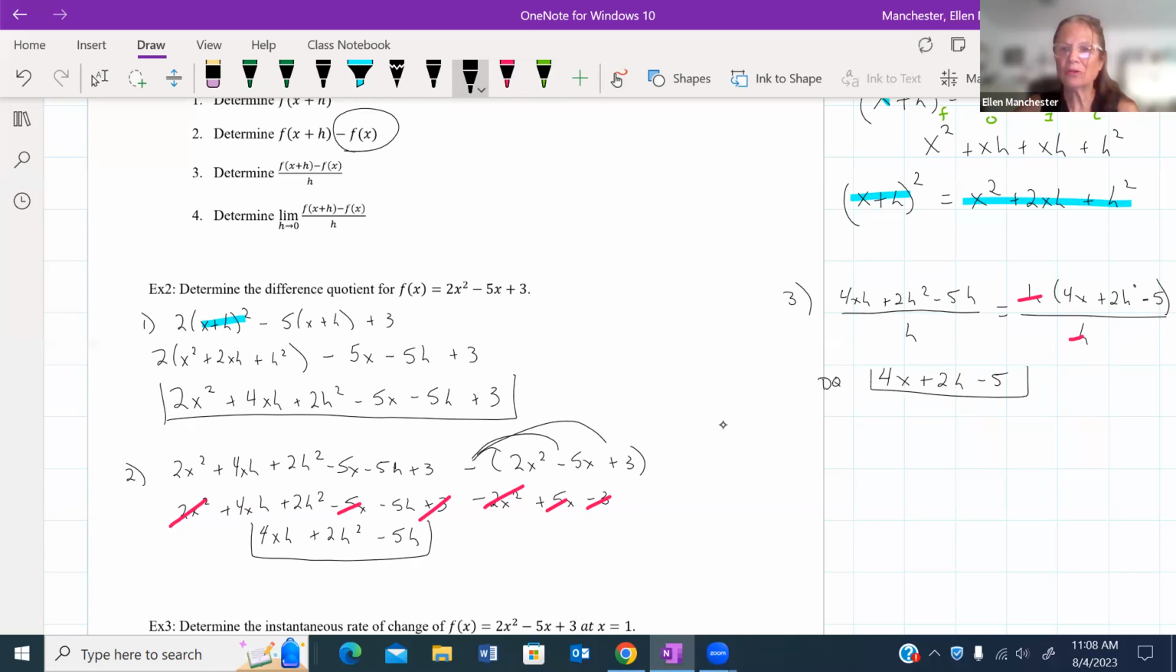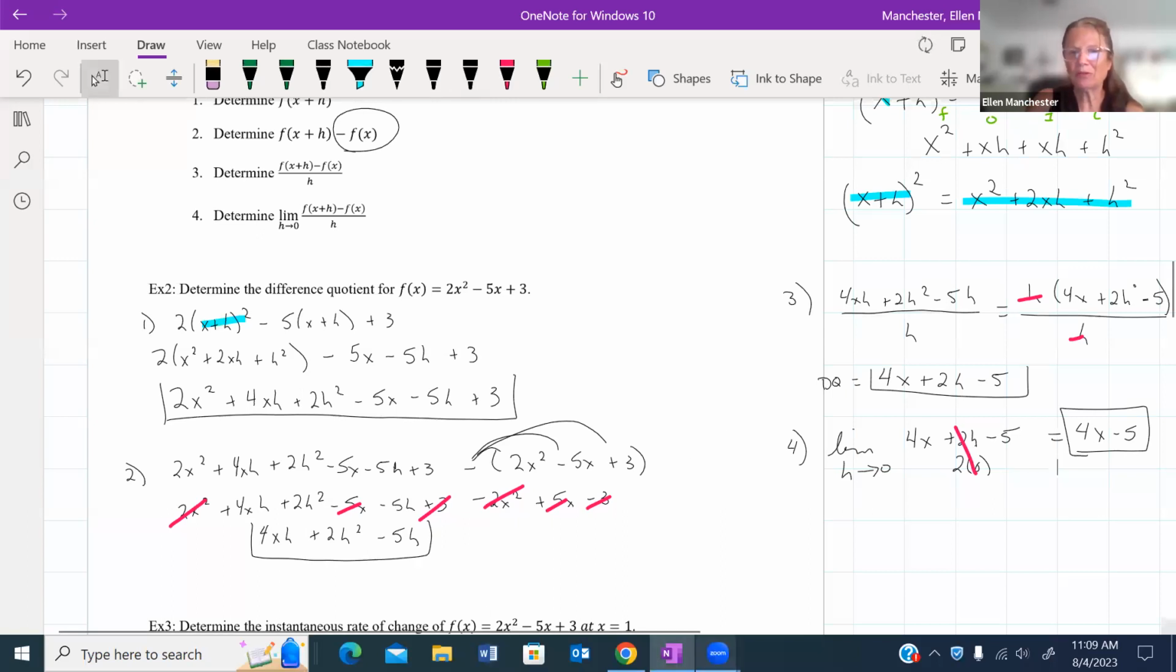This is your difference quotient. That's the slope. Well, step 4 is new. Now we're going to take the limit as h goes to 0 of our function. Okay, so if h goes to 0, what that means is I end up with 2 times 0. Remember that idea of just plugging in the value. Well, this 2h cancels out. So my instantaneous rate of change, so my slope at any point on my graph, is 4x minus 5.